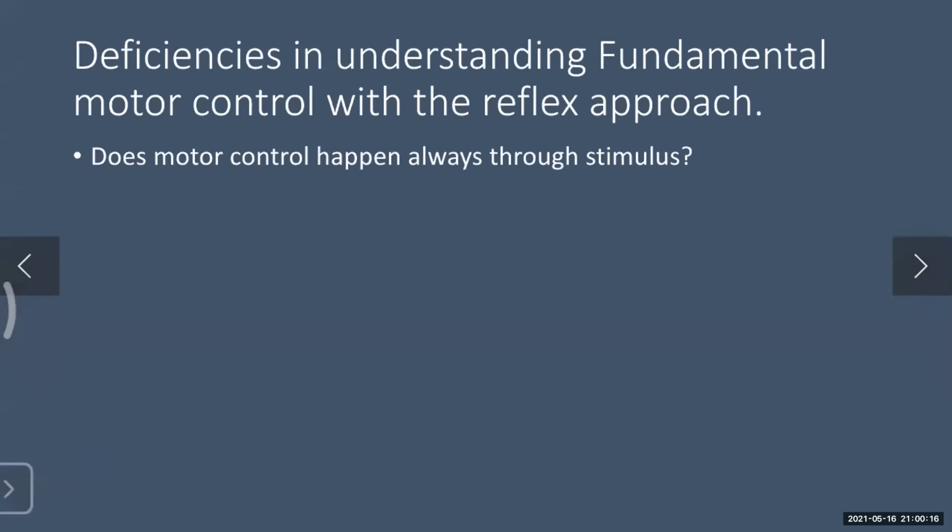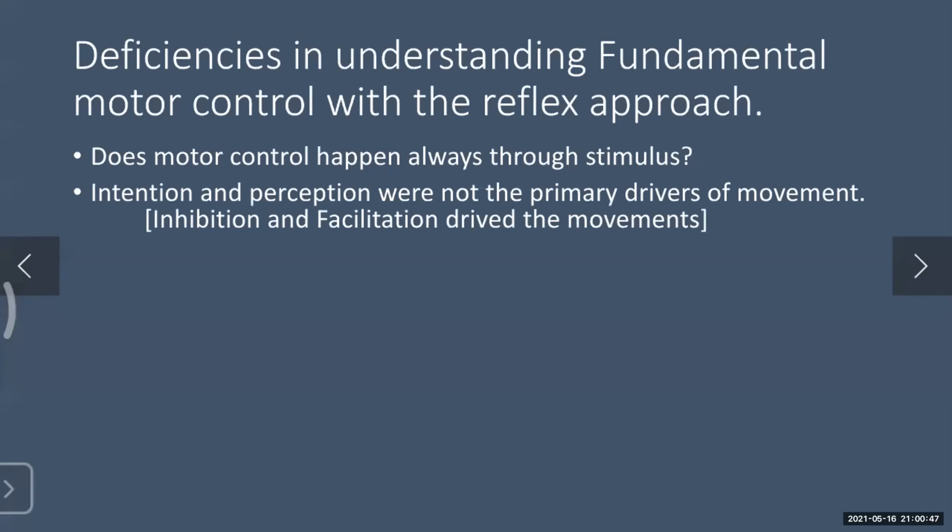Yeah, right. So the first challenging question which they had to face was, does motor control happen always through stimulus? Maybe in an animal it might look like that, but we all know that there is not always a stimulus we can easily identify. Say, for example, we sit and we start walking. Why do we walk? Is there a stimulus which comes and pushes us to walk? We are not sure. So that was one of it.